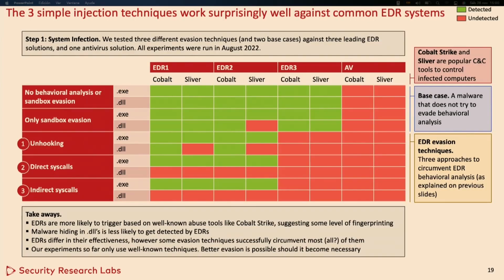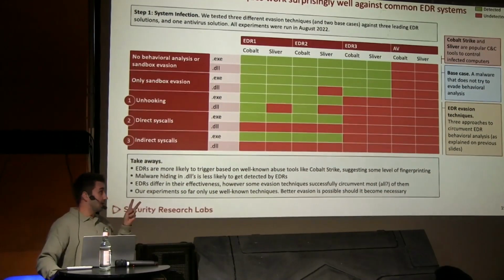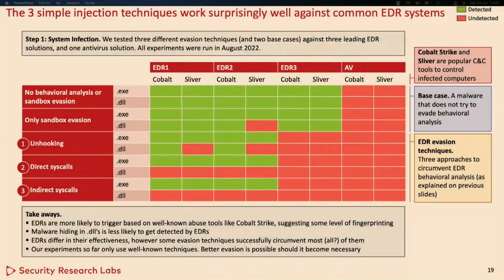Now let's see a bit of the results we have. In this case, there's a lot to explain, so I'm going to go bit by bit. We tested all three techniques against three different EDRs, the three different EDRs we introduced in the beginning, and we used two different payloads, Cobalt Strike and Sliver.